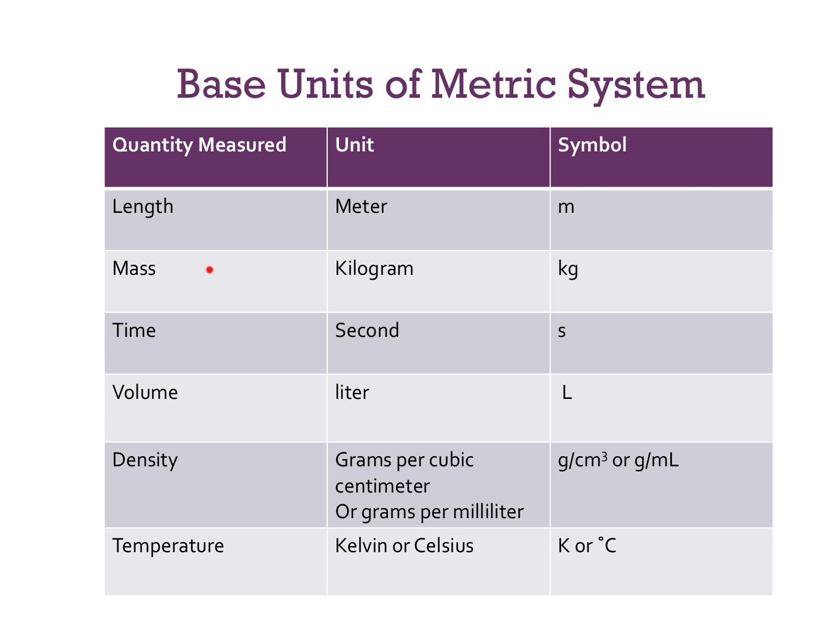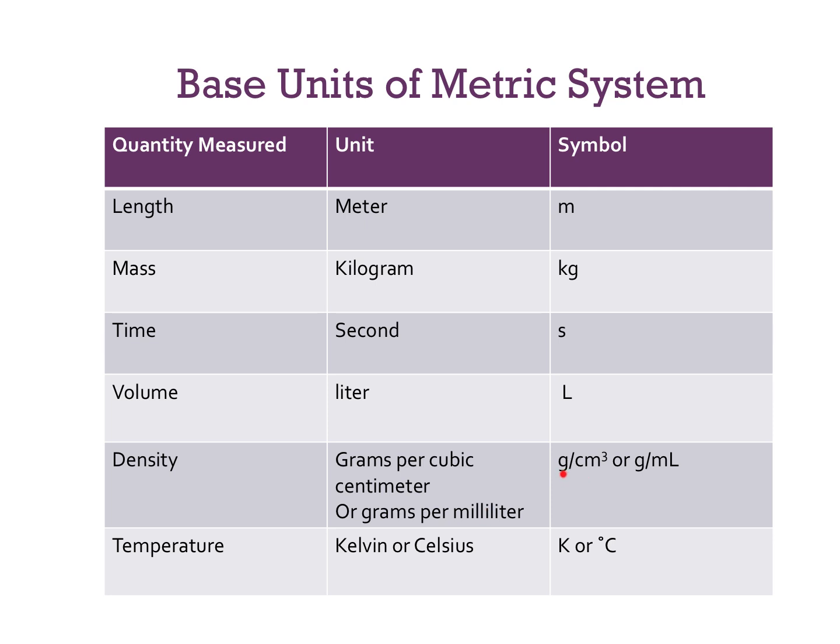If we're going to measure the mass of something, the base unit is kilogram, and its symbol is lowercase k, lowercase g. Time is measured in seconds. Its symbol is s. Volume is in liters. Its symbol is L. Density could be grams per cubic centimeter or grams per milliliter. It really just depends on how you get that volume.